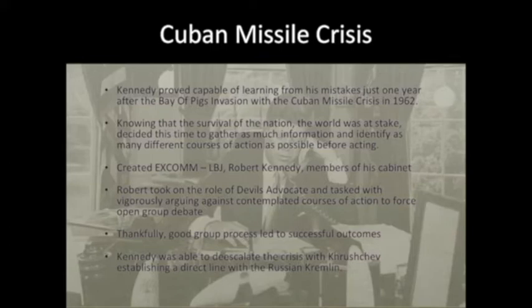So he created what's called ExComm, which included his brother Robert Kennedy and members of his cabinet as well. He cross-pollinated that so that they played devil's advocate, and Robert took the role of devil's advocate to vigorously argue against contemplated courses of action to force open group debate. So that was a really smart thing he did, and something more presidents, I think, should do.